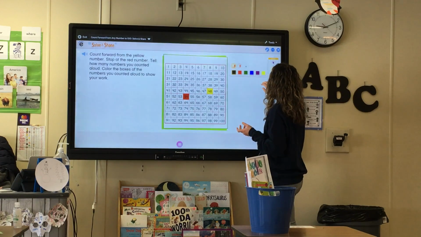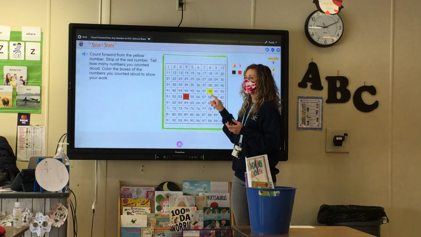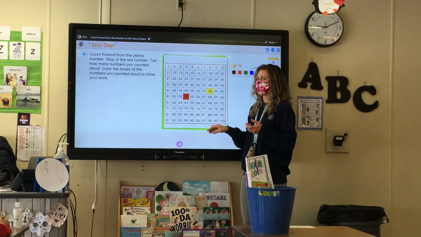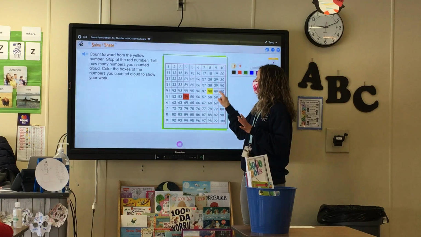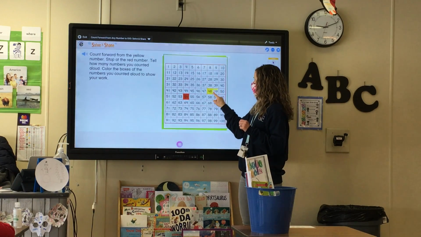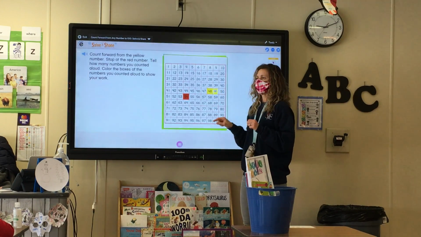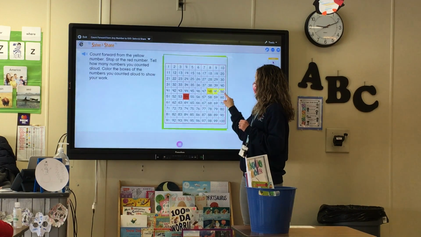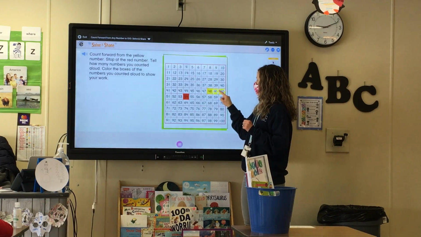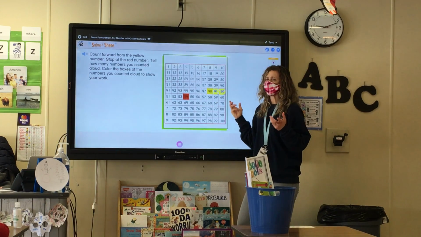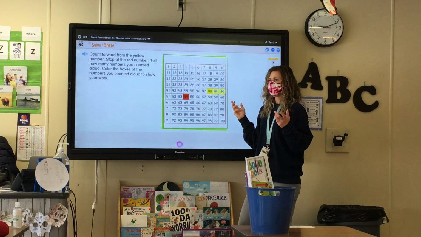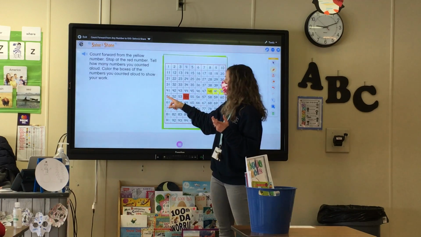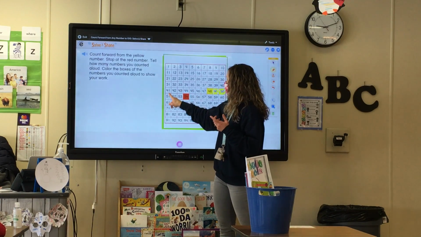Okay, so let me get out my yellow. All right, ready? Here we go. After 48 comes 49. Okay, color in 49. After 49 is? 50. Okay, so 48, 49, 50. Where do I go now? Caitlin? Okay, so now I'm in the row where they all start with 5. So we go to 51.